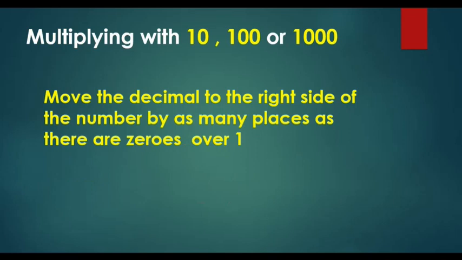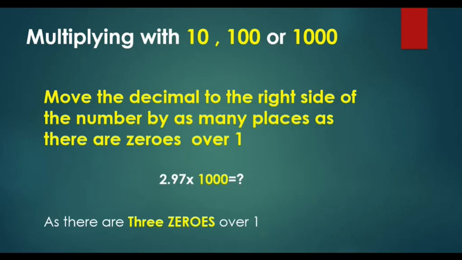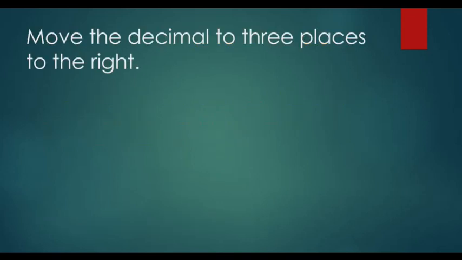There's a golden rule towards it which says move the decimal to the right side of the number by as many places as there are zeros over 1. Let's understand through a simple example by taking 2.97 into 1000. Since we can see there are 3 zeros over 1 in this case, move the decimal 3 places to the right side. What do we get? Let's see very carefully.